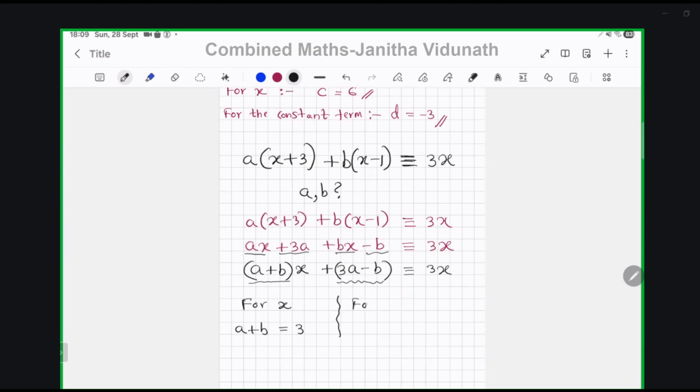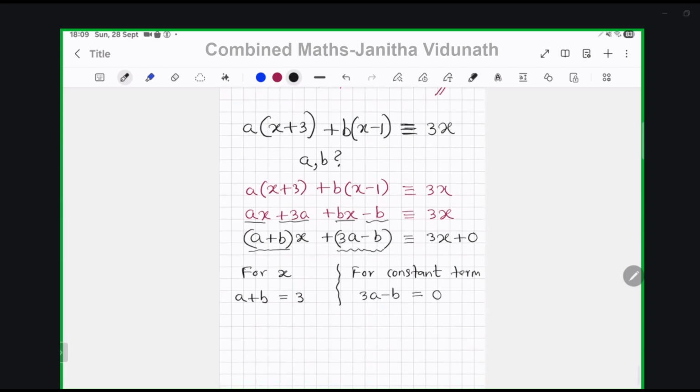And for the constant term, on the left hand side we have 3a minus b, and on the right hand side there is no constant term, that means plus 0. Then we need to solve those two simultaneous equations and get the values of a and b. Here a plus b equals 3, and here 3a is equal to b. Then we simply substitute b by 3a.